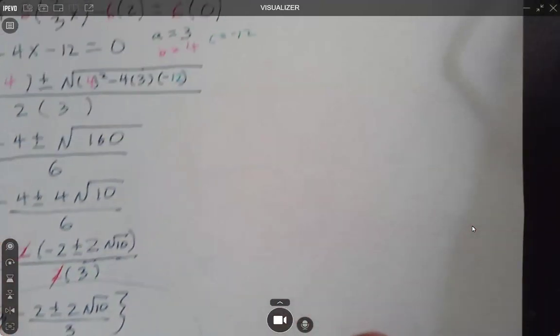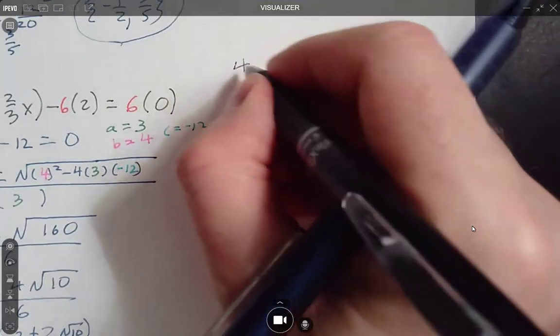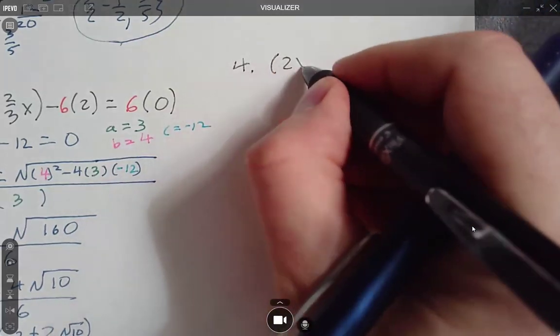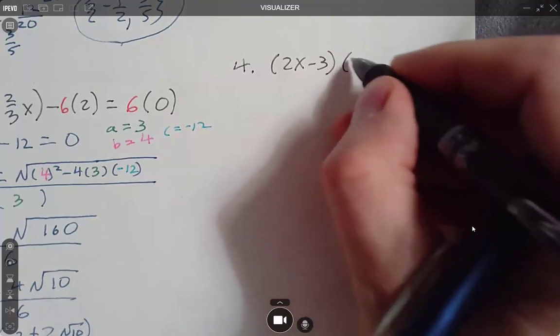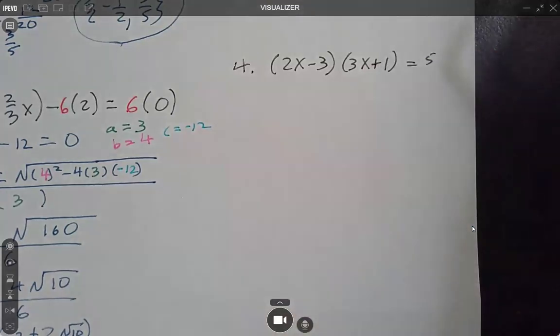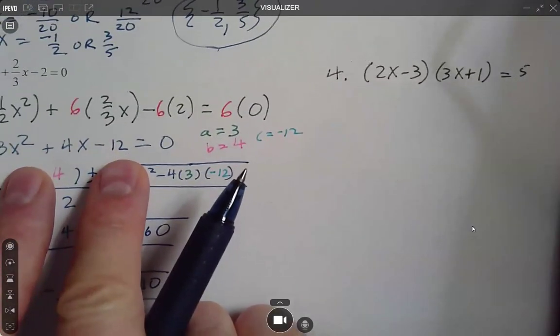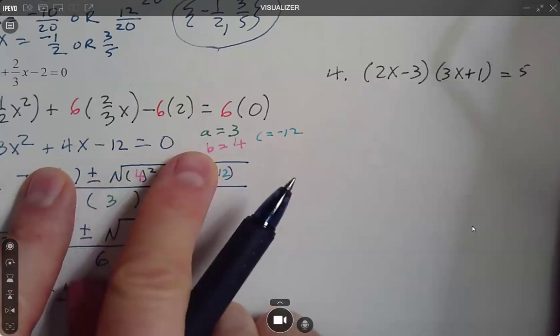Now, I'd like to do one more example with you because you know me, I can't stand not using all the real estate. So let me go ahead and make up an example here. We have 2x minus 3 times 3x plus 1 equals 5. Now, before I do anything here, I need to get this thing in the right form. I have to get it into the form Ax squared plus bx plus c equals 0.